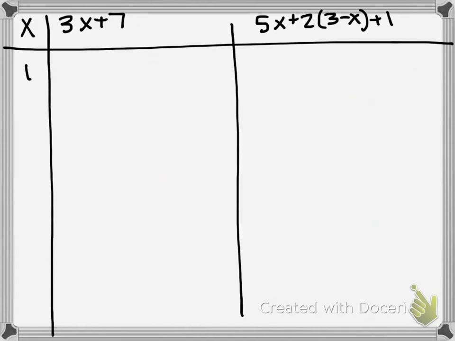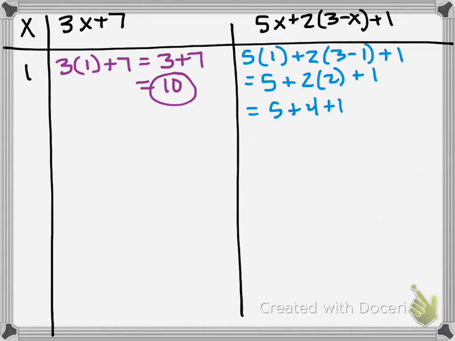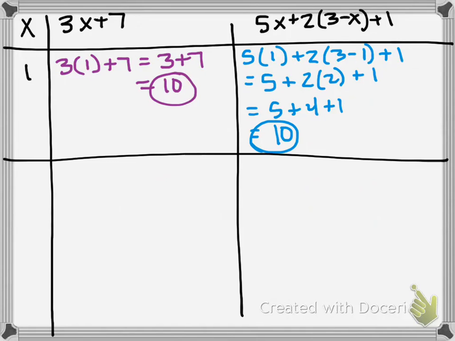The first value is 1. I substitute 1 into the first expression, and then I say 3 times 1 is 3, and 3 plus 7 is 10. I substitute 1 into the second expression, and I say 5 times 1 is 5, and 3 minus 1 is 2. Then I say 2 times 2 is 4, and now I add 5 plus 4 equals 10.